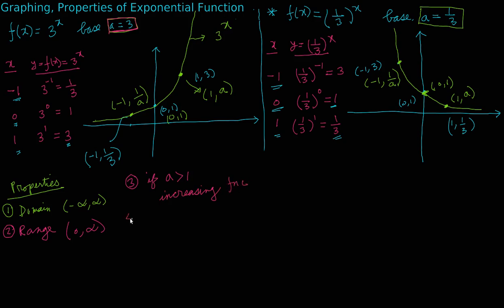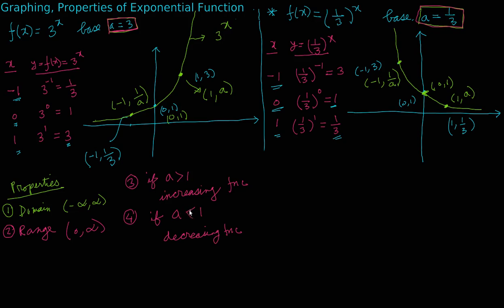Now let's look at property number 4. If my base a is less than 1, so in this case, as you can see, my a is 1/3. So if my base is less than 1, what is going to happen? My graph is basically a decreasing function, so it is a decreasing function. Okay, so up to now we are fine.